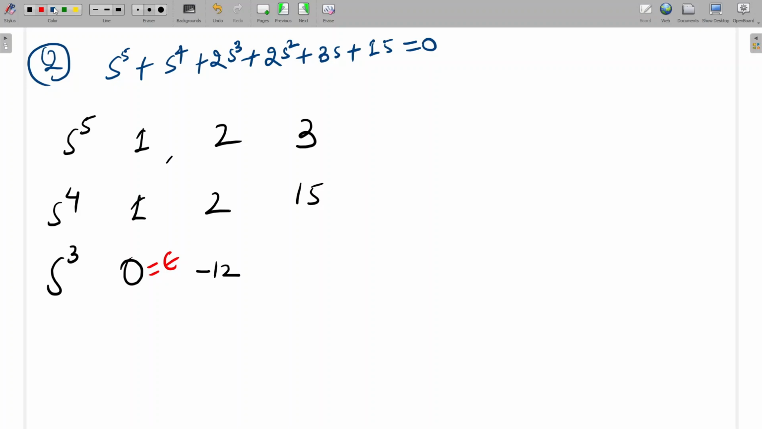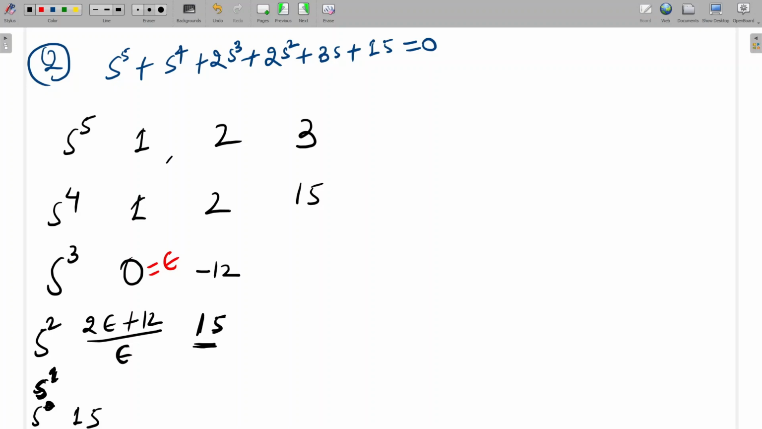Okay. So what will be the s to the power 2 value? That will be 2 epsilon plus 12 by epsilon. Okay, and what will be the s to the power 1 value? Now we have to write s to the power 1 and s to the power 0. Here that will be epsilon into 15 minus 1 into 0, by epsilon. So this will be 15 only. And s to the power 0 will be 15 only.